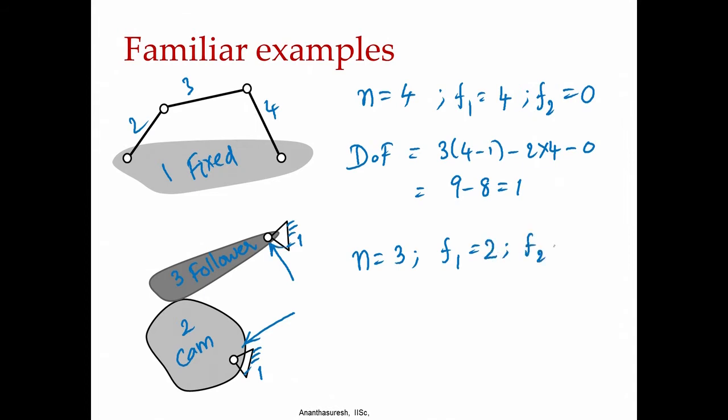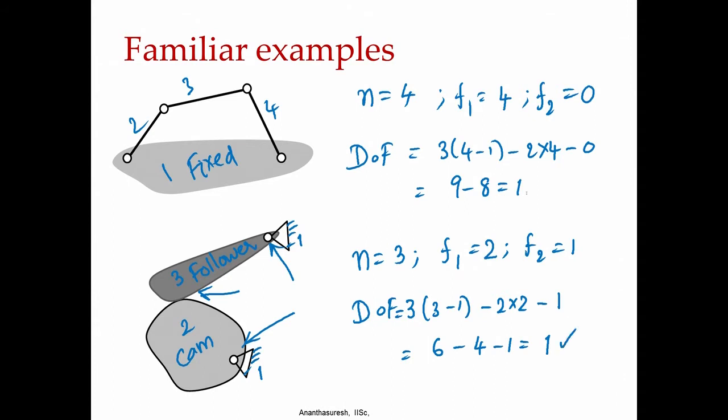We also have an F2 joint here, which is this one, a higher pair with a line contact, not a surface contact, that is 1. Now, if we do degrees of freedom for this, 3 into 3 minus 1, minus 2 into 2, minus F2, that is 1. This will be 6 here, minus 4, minus 1, which is 1. In both cases we got 1 degree of freedom. These are things that are very familiar to you.